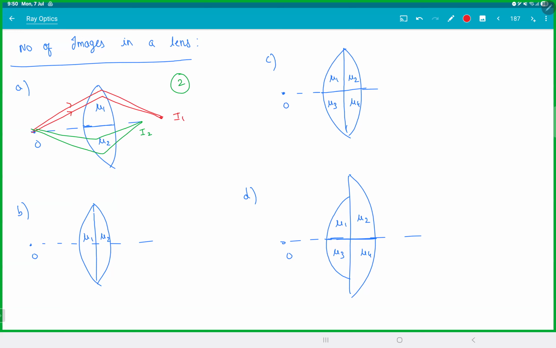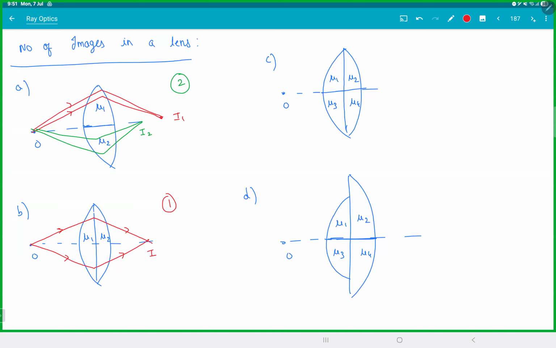What do you think about B part? Even though it looks like there are two different mu's, understand: light rays which go up will go through mu1, mu2. Light rays below also will go through mu1, mu2. There's only one image. Are you getting this? You need to see, when it goes from left to right, how many different mediums they're traveling. The up and the bottom both are traveling through mu1, mu2. They're symmetrical. So just because you saw two different mediums, don't say 2 every time.